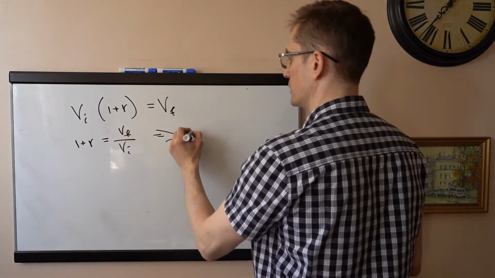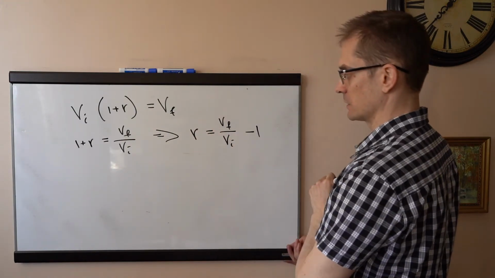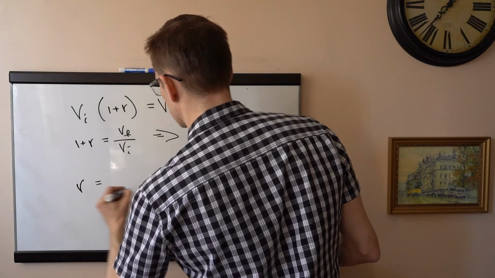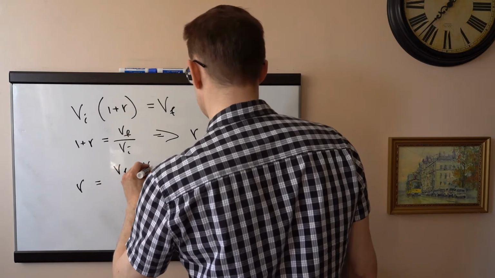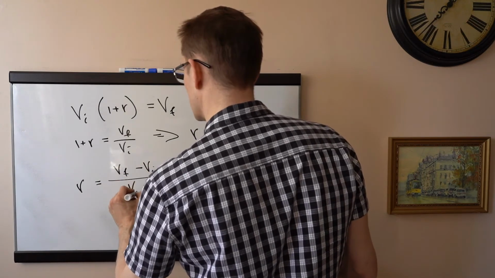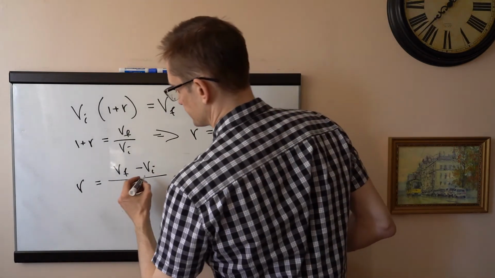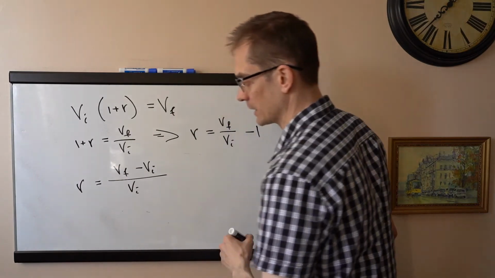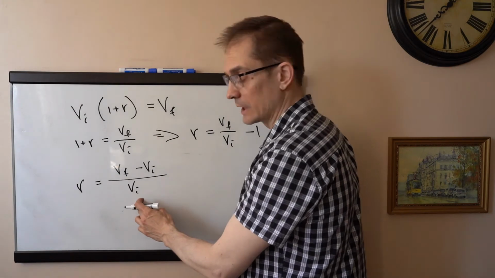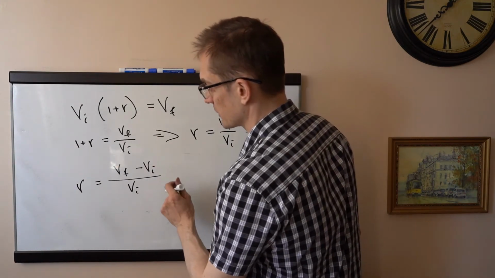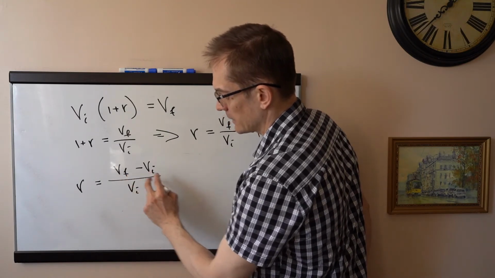Okay, so from here R is VF divided by VI minus 1. Now if you make this last calculation, you'll see it's going to be VF minus VI divided by VI. You just found a common denominator here, and that's in terms of rate per 1. So you take your final value minus initial value divided by initial value. But in fact, in this formula, you can notice something interesting, right?